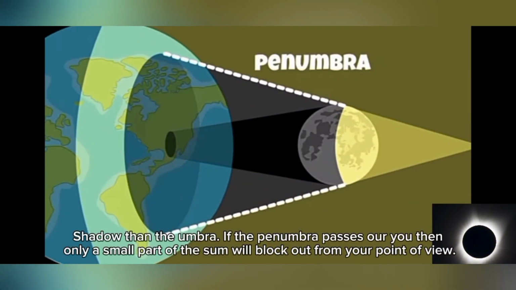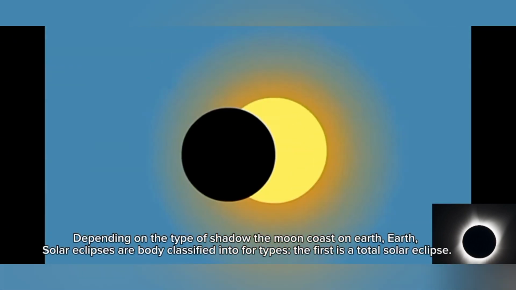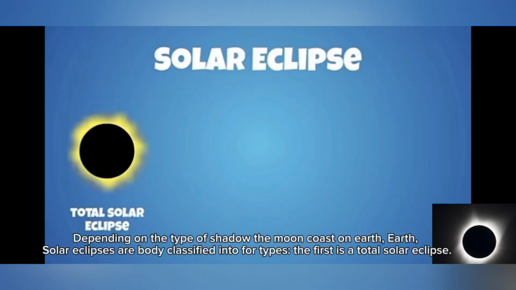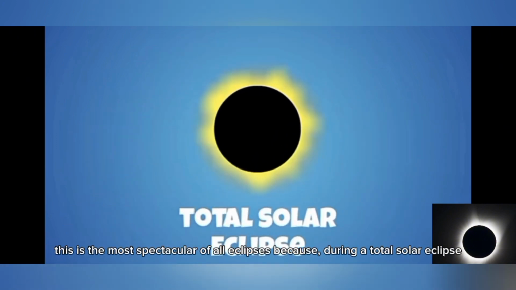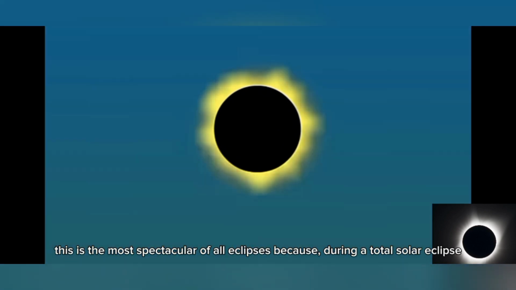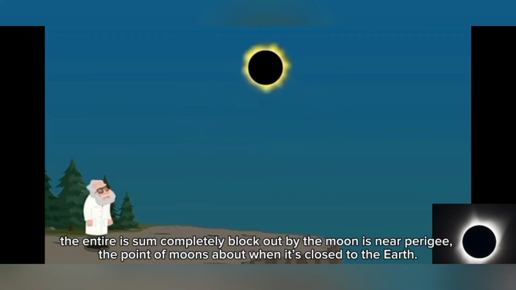It is a larger and relatively lighter shadow than the umbra. Depending on the type of shadow the Moon casts on Earth, solar eclipses are classified into 4 types. The first is a total solar eclipse. The entire Sun is completely blocked out by the Moon when it is near perigee, the point in the Moon's orbit when it is closest to the Earth.